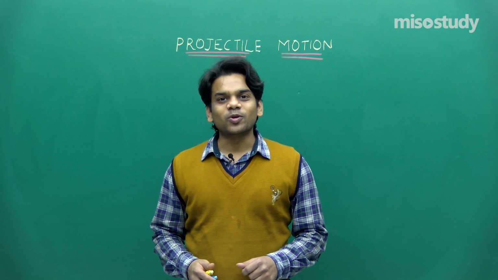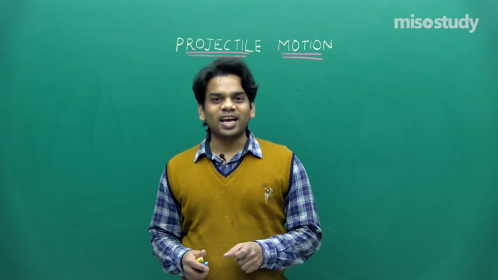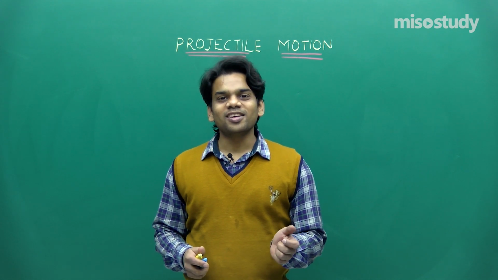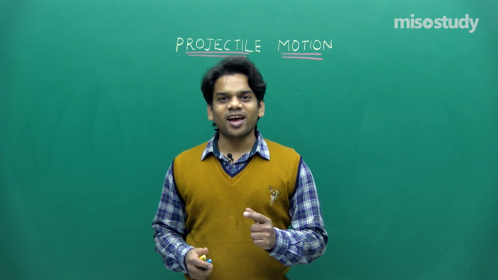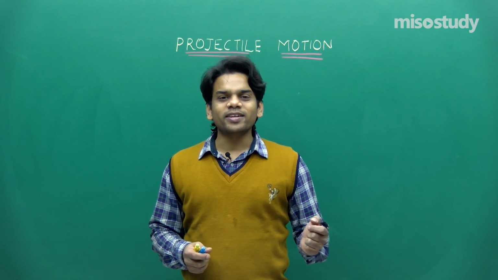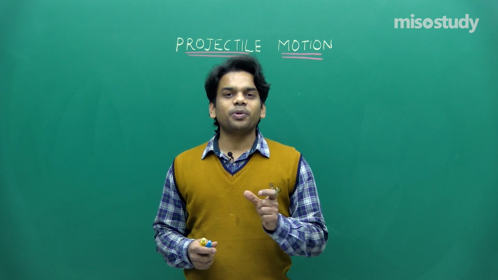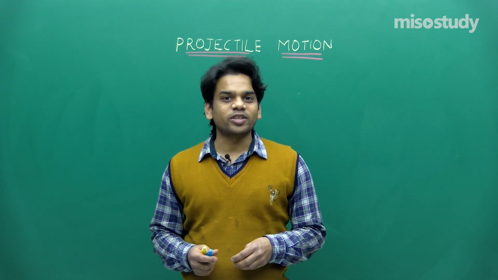Last class we talked about motion in two dimensions, and I told you how to find the velocity, how to find the acceleration, and how to find the direction when the particle was not moving in a straight line, but rather in a plane, that is, its x coordinate and y coordinate were changing with time. In today's class we'll discuss a special kind of two-dimensional motion, that is projectile motion.